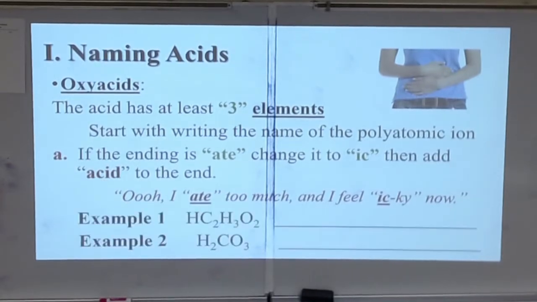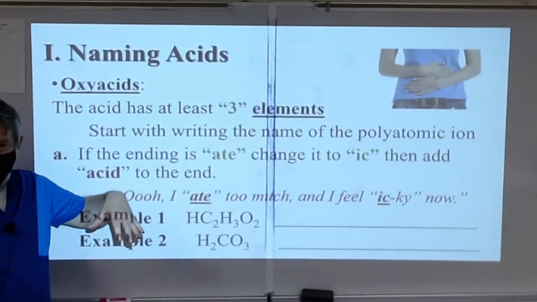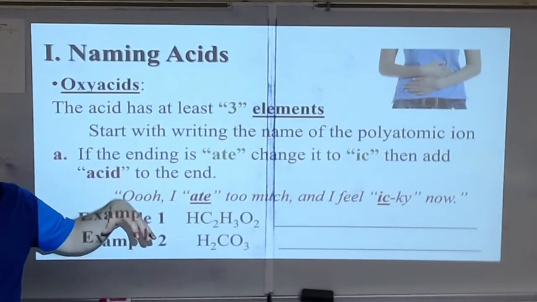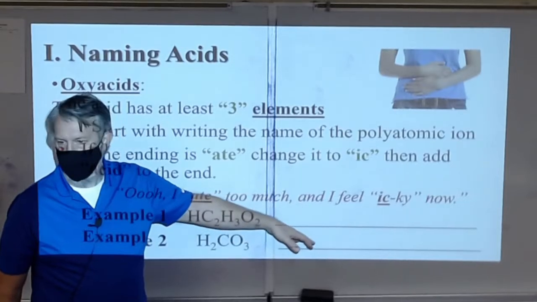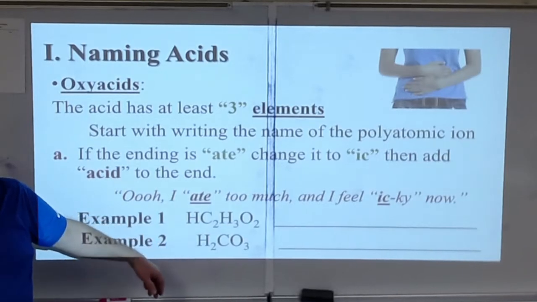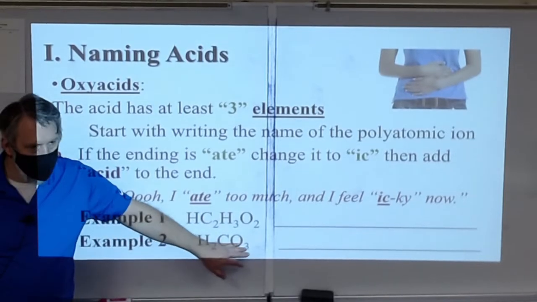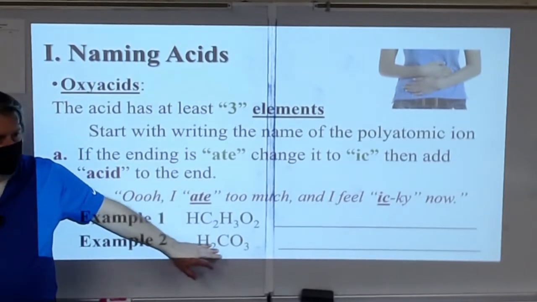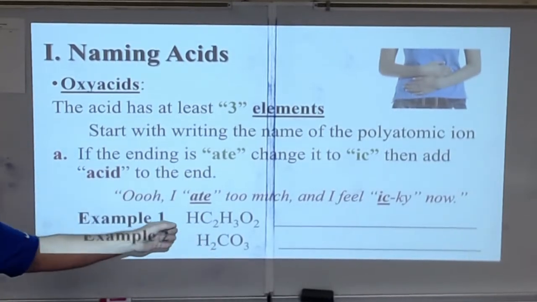Okay? Well, what's this polyatomic called? Acetate. So instead of ATE, I'm going to change the ATE to IC. So this is acetic acid. So it's acetic. Yeah, like acetate, except ic. Okay. CO3 is carbonate, and I changed the ATE to IC, so this is carbonic acid.